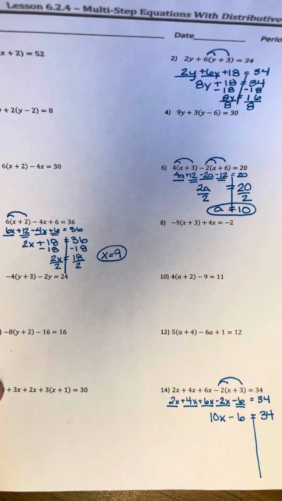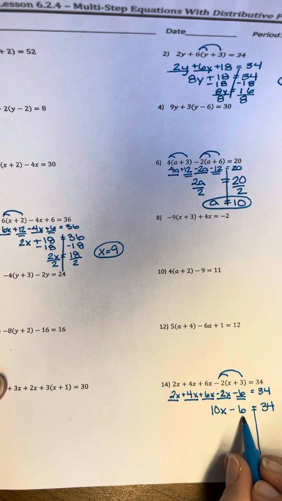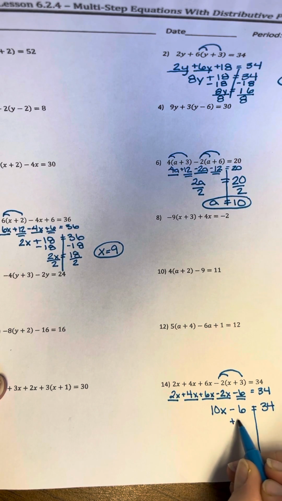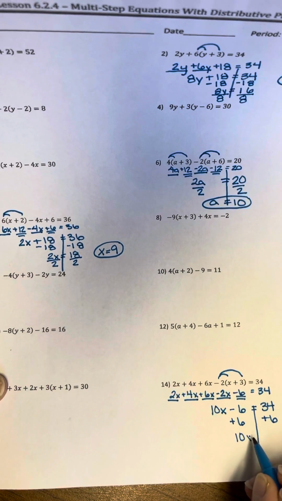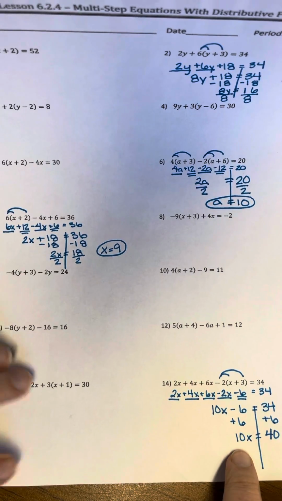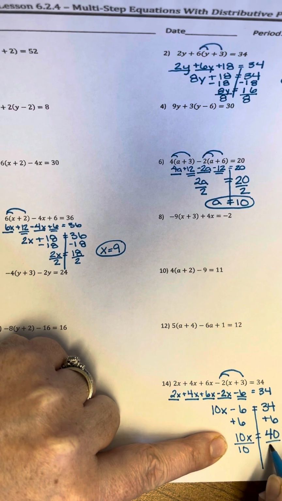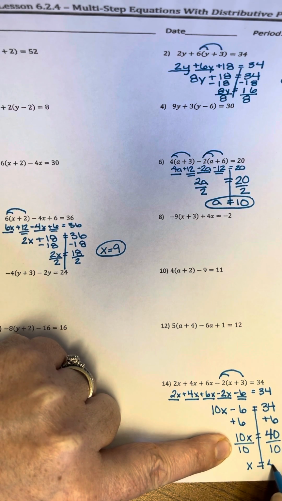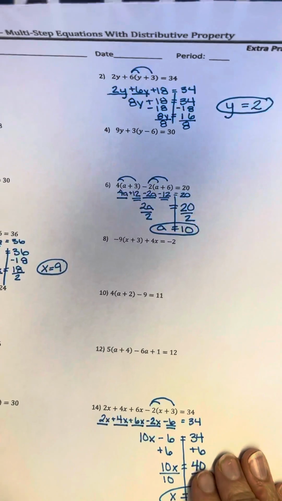All right, now we're just going to solve for that x. So instead of subtracting 6, we're going to add 6. I have 10x equals 40. And to undo 10 times x, we're going to divide by 10. X is equal to 4. Simple.